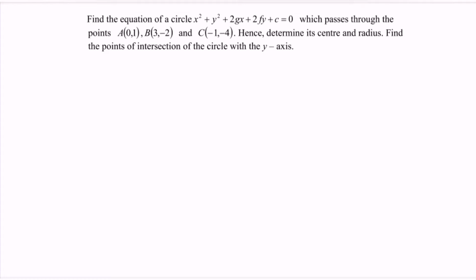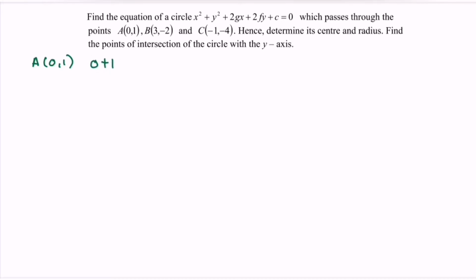So for these kinds of cases where we have three points, first we have to substitute the points A, B, C into the general equation of the circle. For A (0, 1), if we substitute, we will have 0 plus 1, 0x, then the y which is equal to 1, so we will have plus 2f plus c equals 0. If we simplify, we will have 1 plus 2f plus c equals 0, and we denote it as the first equation.